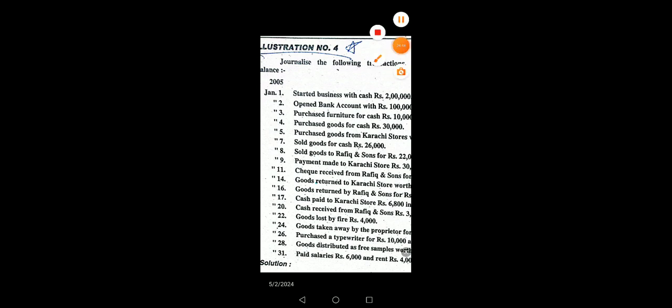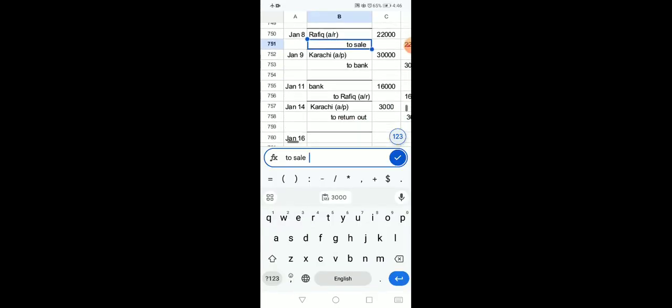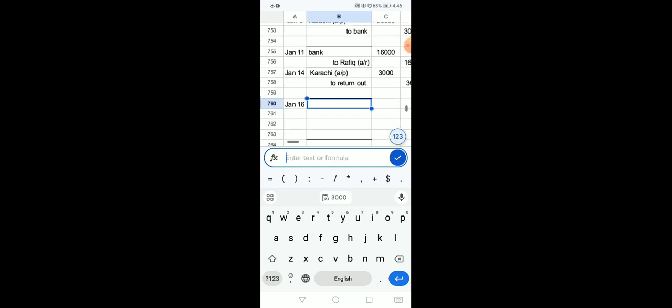Now let's see January 16. Entry 16 is saying goods returned by Rafiq. Here it was Rafiq and here it was Rafiq. On 8th of January, you sold goods to Rafiq. On 11th, you received some of the amount. And on 16th, goods are returned by Rafiq. So goods are coming in. You sold these goods to Rafiq, and he didn't like those goods and returned them to you. Goods are coming in. Goods are your asset. Assets are increasing. Increase in asset should be mentioned on debit side. So goods were supposed to be written on debit side.